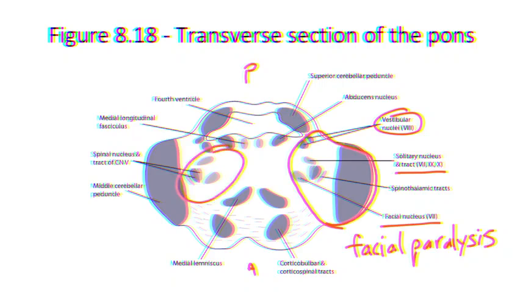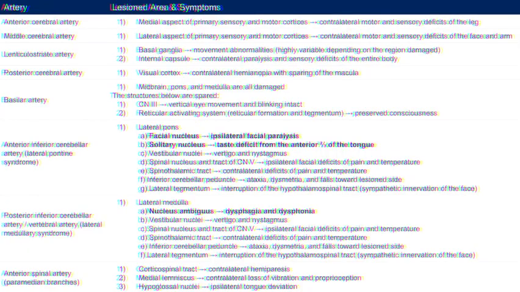From table 8.4 and this image, the patient also could have presented with a number of other symptoms. However, in order to have gotten this question correct, you needed to recall that facial paralysis and taste deficits are unique to lateral pontine syndrome. Again, this is due to damage to the facial nucleus and the solitary nucleus. From table 8.4, we can see that damage to the anterior inferior cerebellar artery results in lateral pontine syndrome. On the right, we have a list of structures that are compromised and the corresponding symptoms.